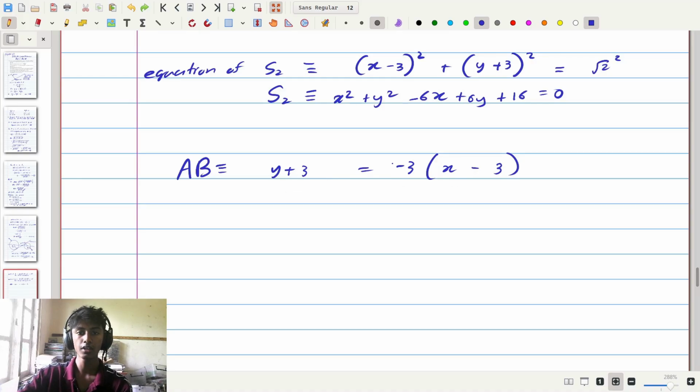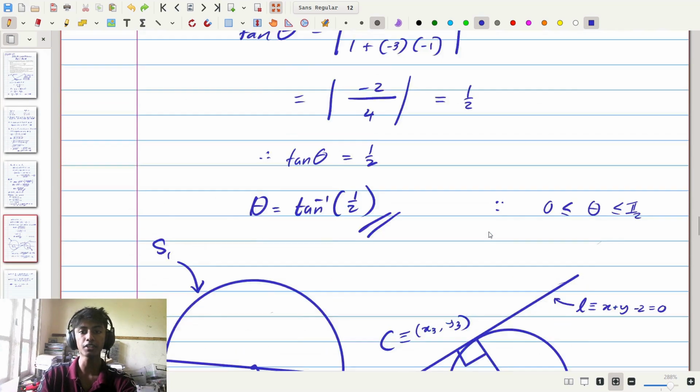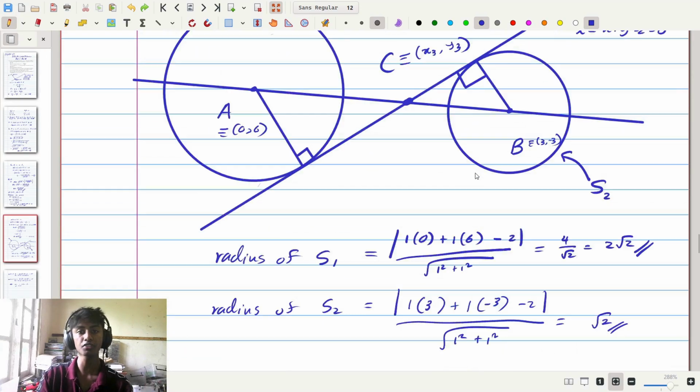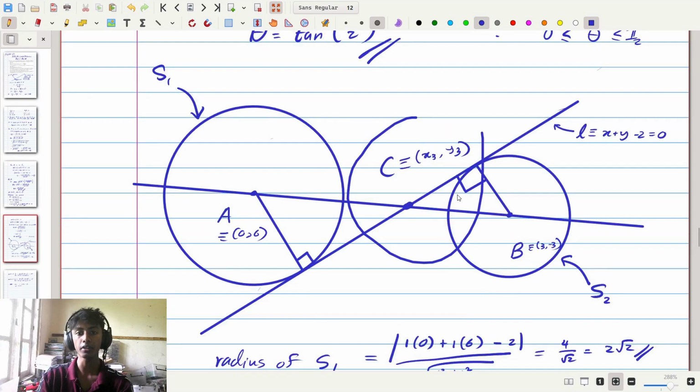Simplifying down, we can get the form y equals minus 3x plus 9 minus 3, which is plus 6. So y equals minus 3x plus 6. That is one equation, and the other equation is the line L, which is x plus y minus 2 equals 0. Now what we can do is consider these two equations, substitute one into the other, and get the intersection point of them, which is going to be the coordinates of C.